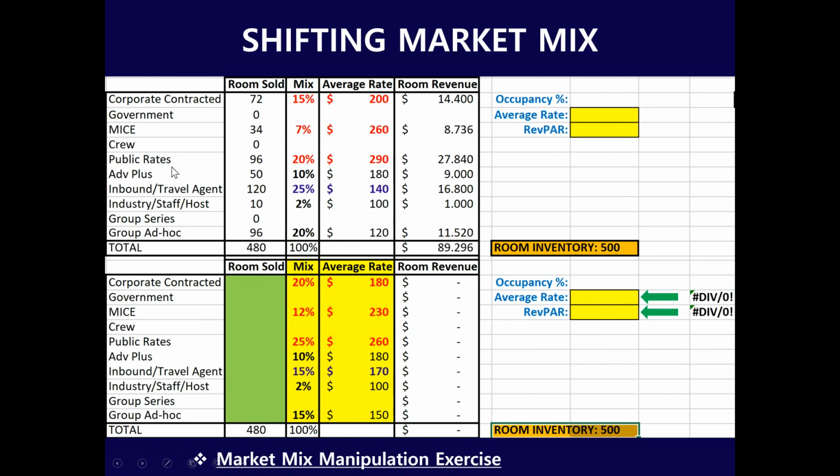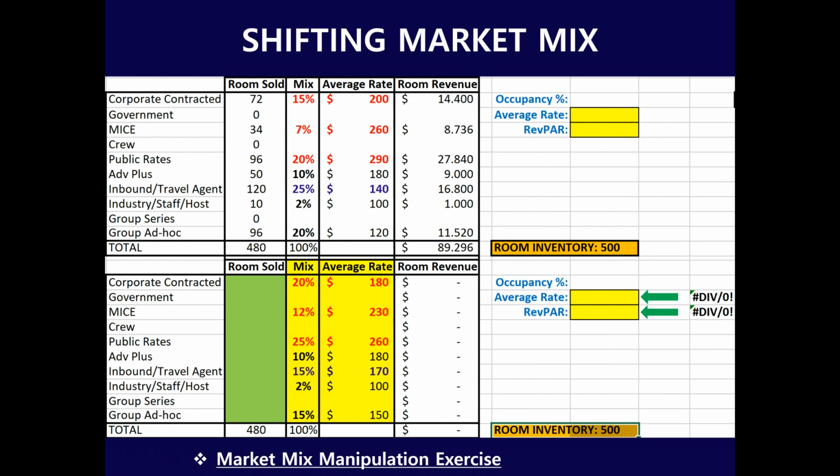Same for public rate. When we talk about public rate, we are talking about the office phone call, fax, and email, but the majority of the booking should be made online, either through direct channels or indirect OTA channels. So if we decrease our selling rate online from 290 to 260, it is very obvious that we should be able to get some more volume. So we are expecting to increase our market mix from 20% to 25%.